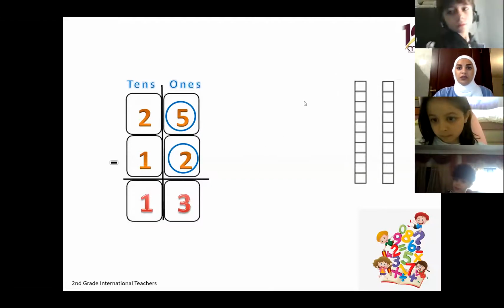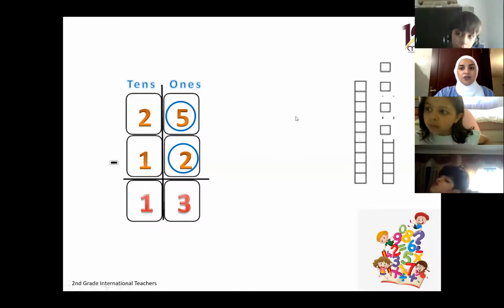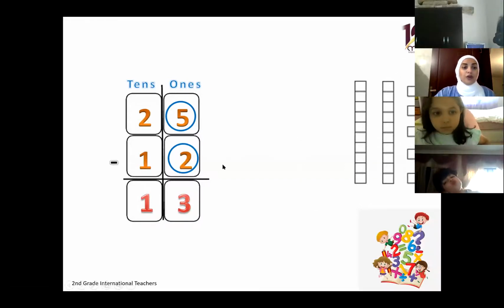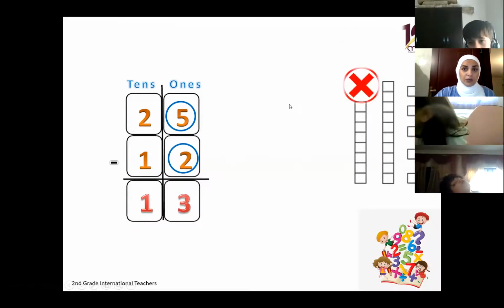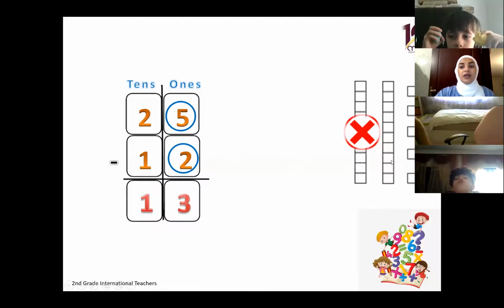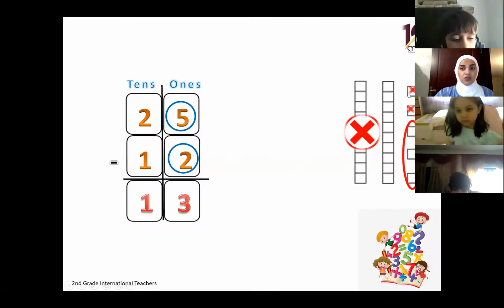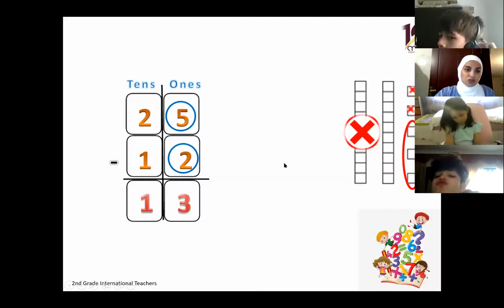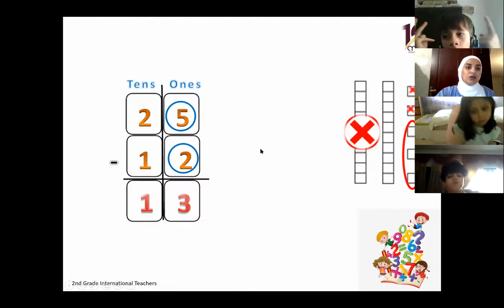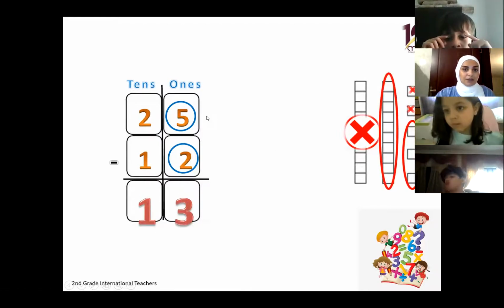I'll show you the numbers here using blocks, okay? We have 25. We're going to cross out the number that we're going to take away. Take away 1 ten, and how many ones? 2 ones. So we are left with 3 ones and 1 ten, which makes 13.